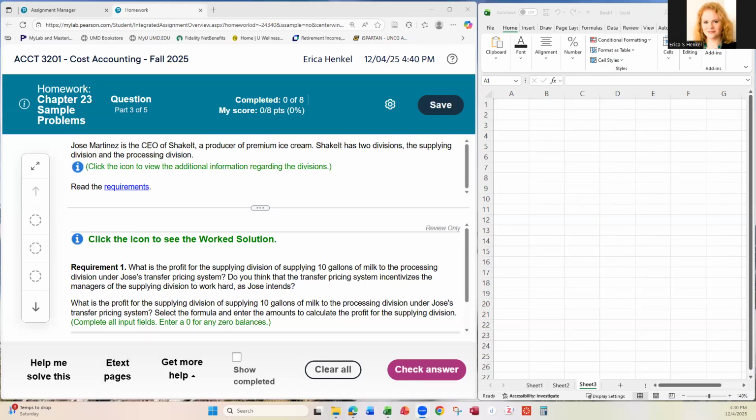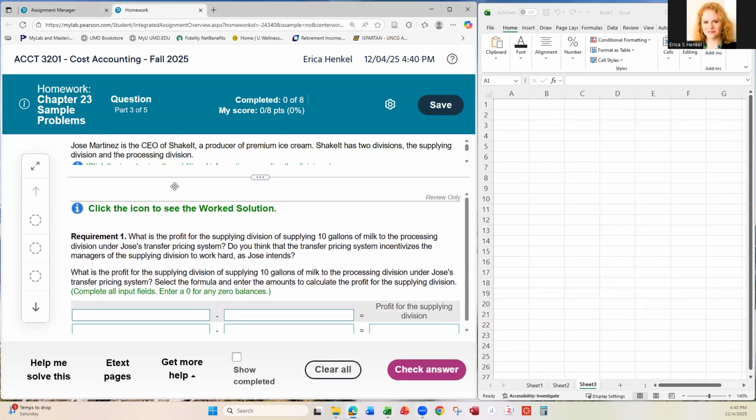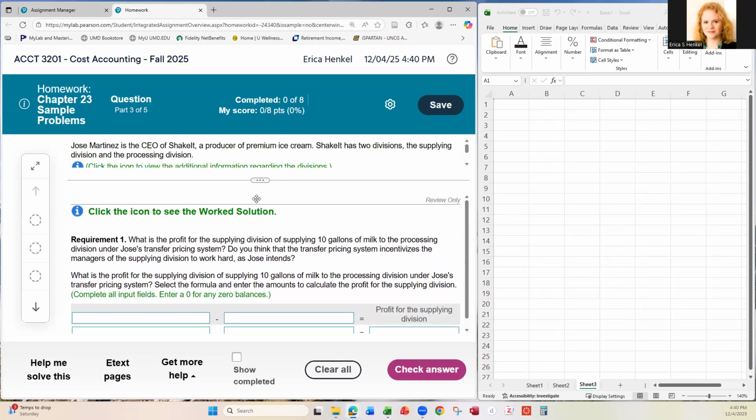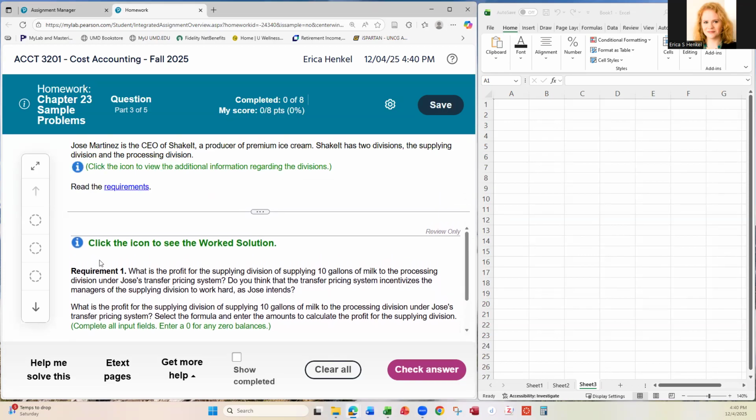Hello, class. Welcome to the last three problems from the Chapter 23 sample problems on transfer pricing. Okay, so this is problem number 6 that we're starting on of 8.